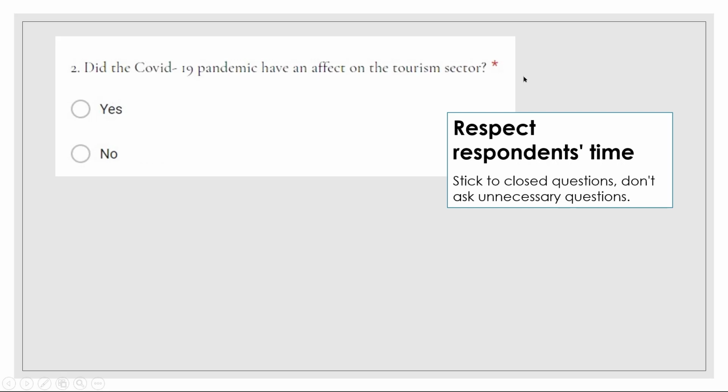Right, now this is an example of not respecting respondents' time. It's not like it takes long to fill in yes or no, but asking whether the COVID pandemic had an effect on the tourism sector is like asking whether the sky is blue. Everybody is going to say yes. There's no purpose in asking this question. Don't ask questions that are actually pointless and that everybody is going to answer the same.